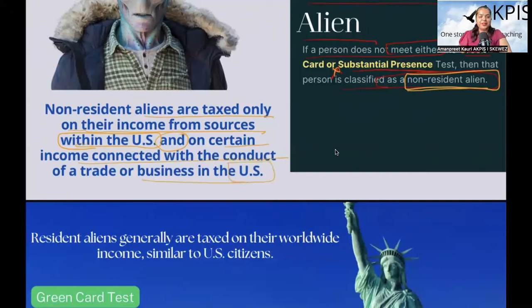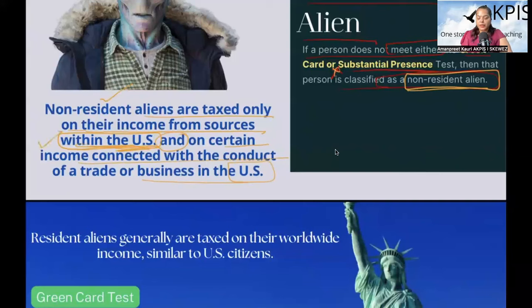Point to be noted. That means for those who are US citizens or who are resident aliens of America, they are supposed to pay their taxes on their entire income, that is worldwide income, whether earned in America or outside America. But if we specifically talk about the non-resident alien, they are supposed to pay the taxes only on income which is earned within the US, right?